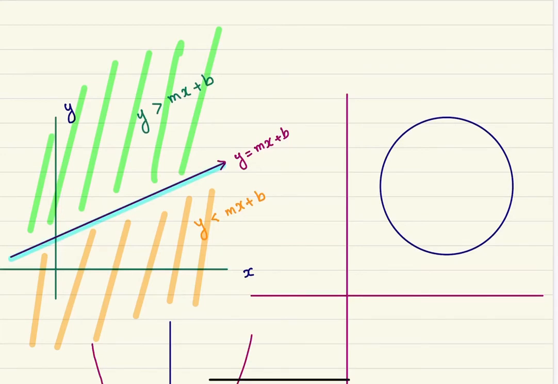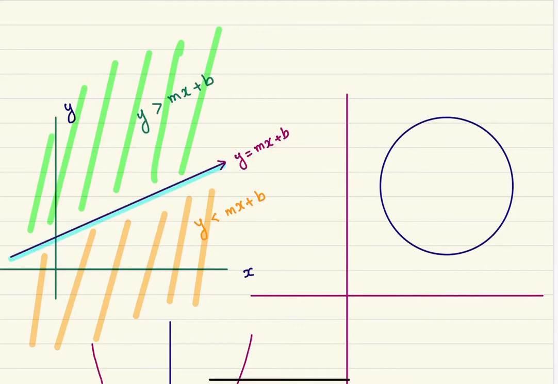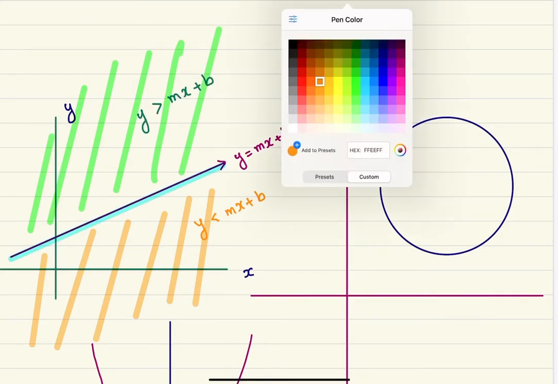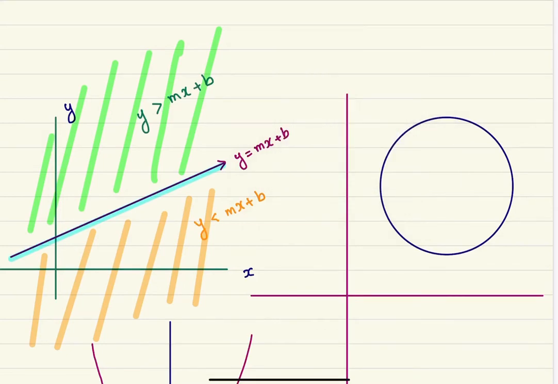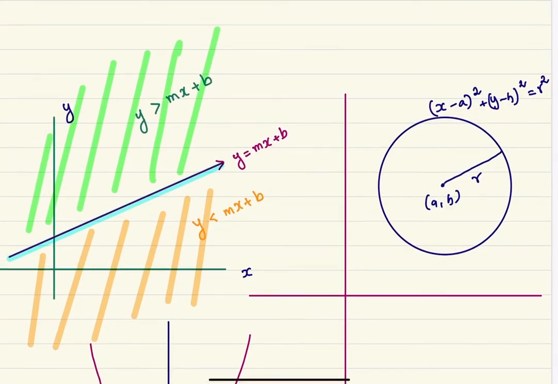For example, let's take a look at another shape. Here we have a circle, and let's say the equation of the circle is x minus a the whole squared plus y minus b the whole squared equals r squared. So the point a comma b is the center, and the radius is r. Any point on the circle satisfies this equation. But what about inside?